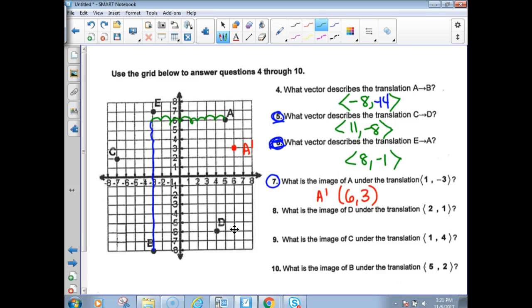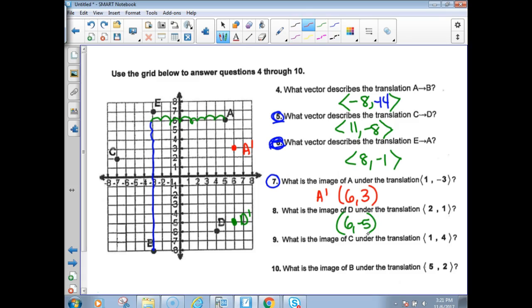Well, you move it right 2 and up 1. Where are you? You'd be at 6, negative 5. All right, and that was a point, guys. That's why I showed you one example.